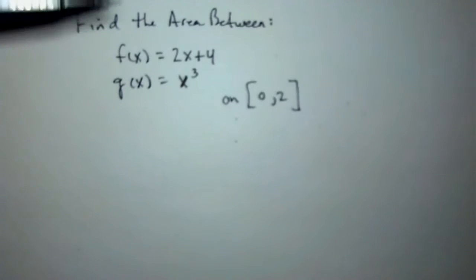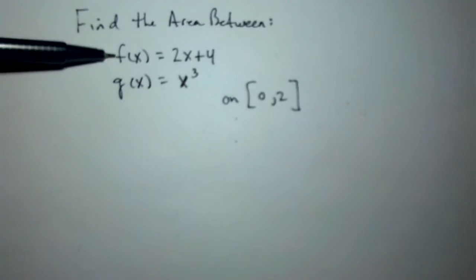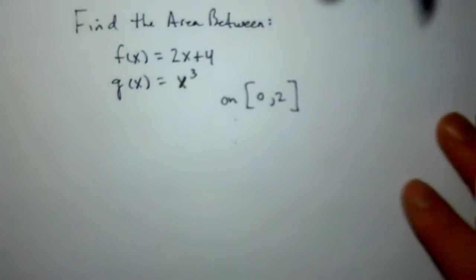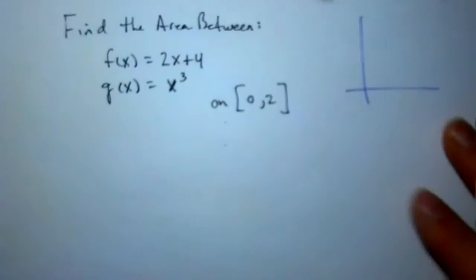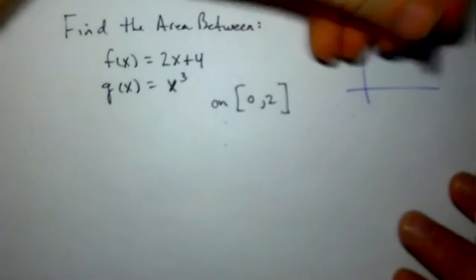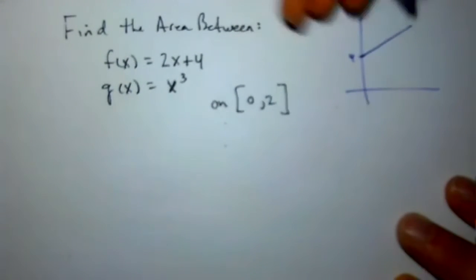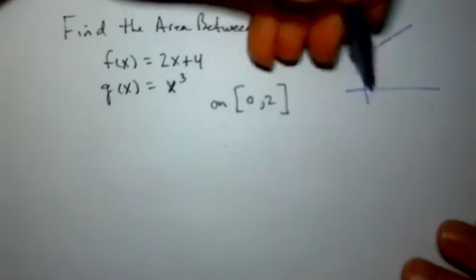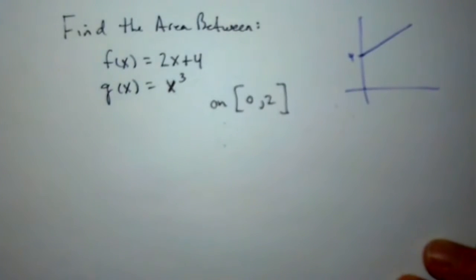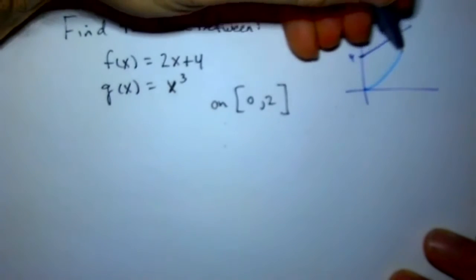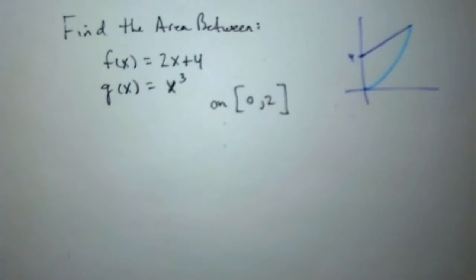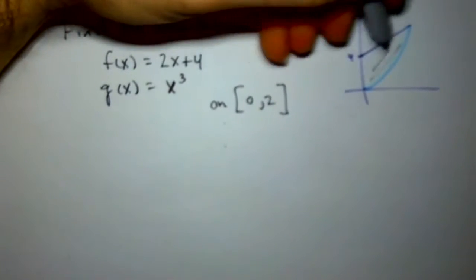But which one was on top to begin with? It's going to be this one, right? You don't need to sketch it out, but just for right now, so you can get an idea of what's happening. 2x plus 4 is a line, right? That starts at 4 and heads on up that way. And x to the third from 0 to 2 is going to look something like that. So then you're looking for the part that's in the middle.